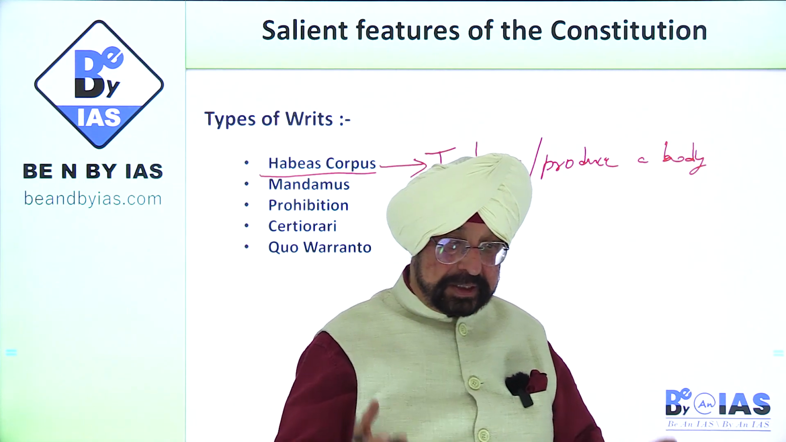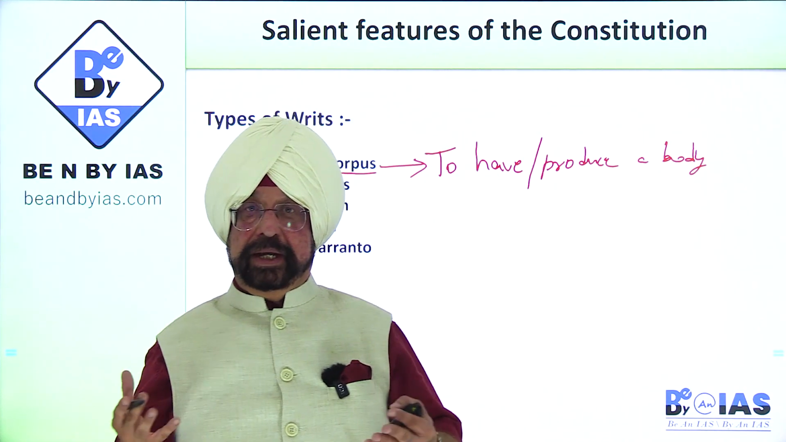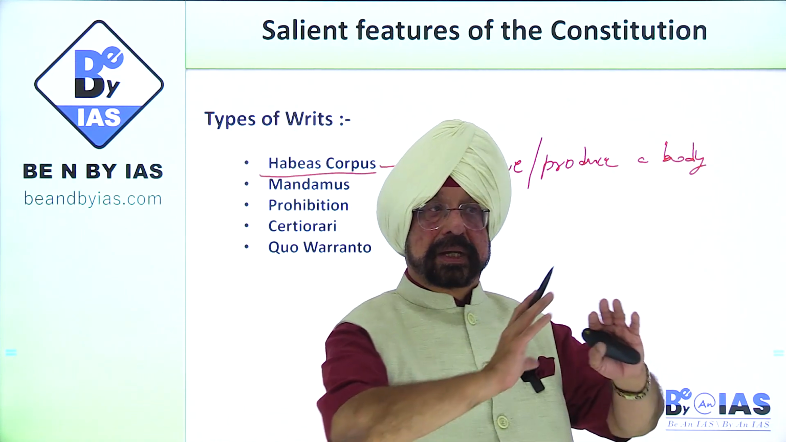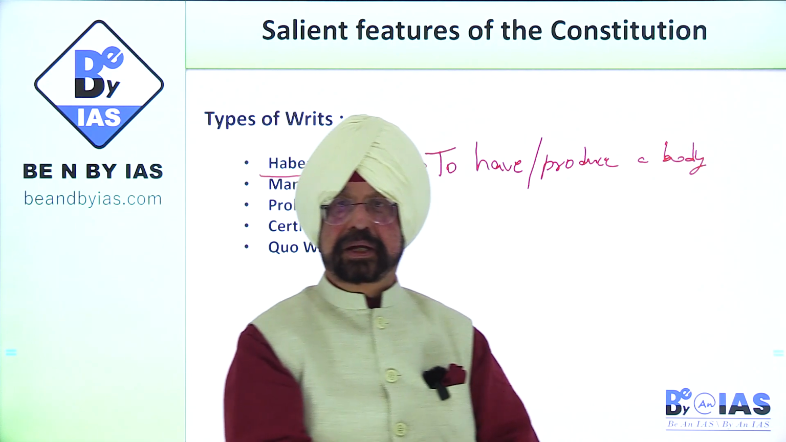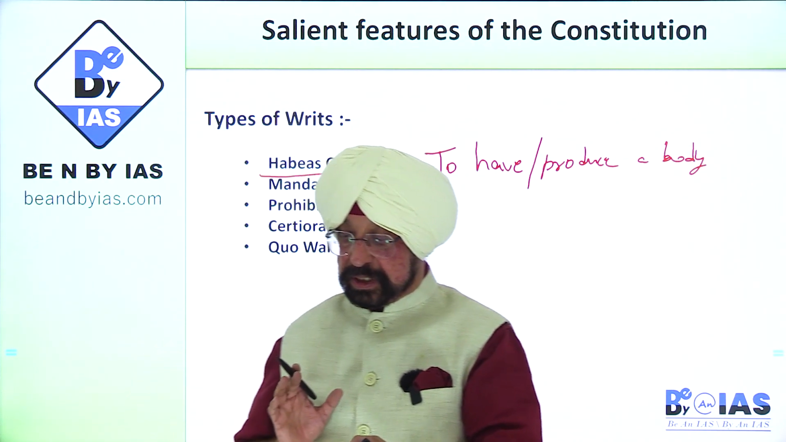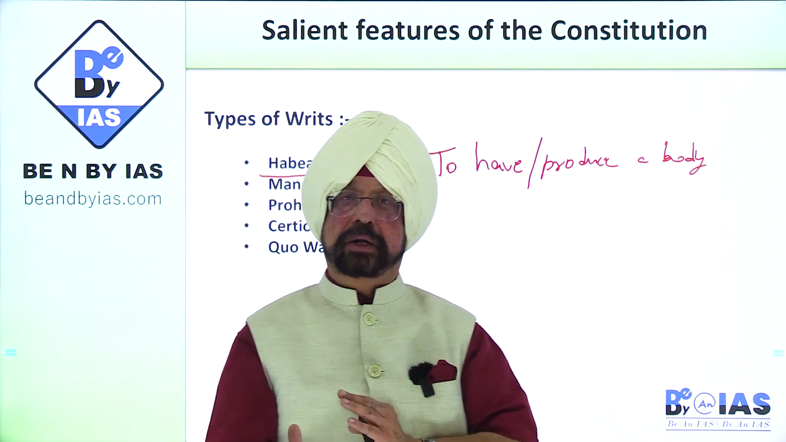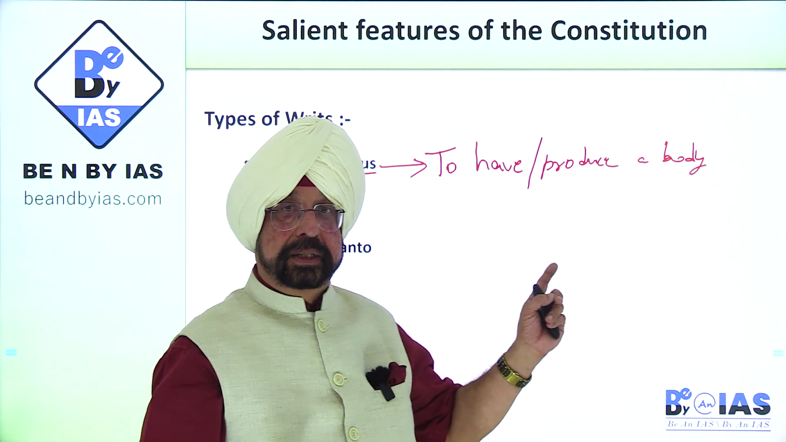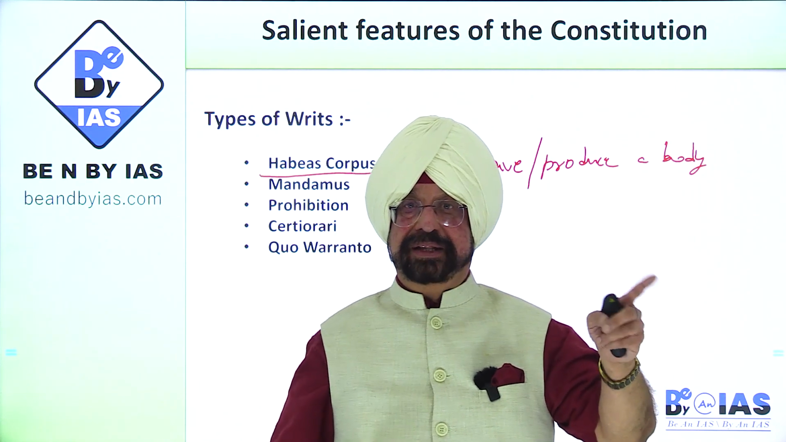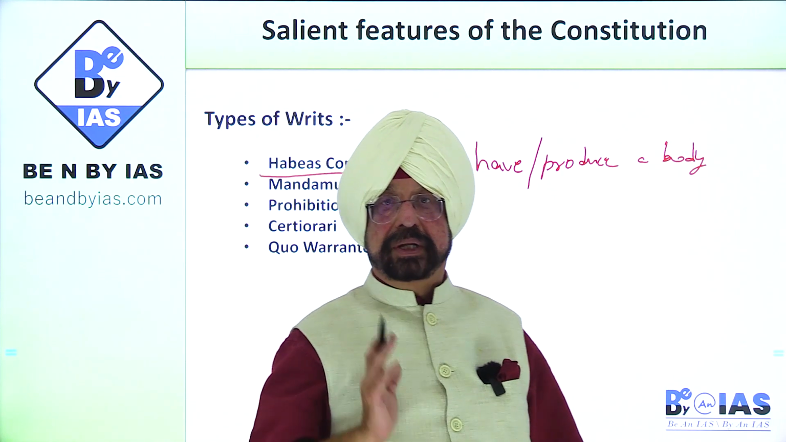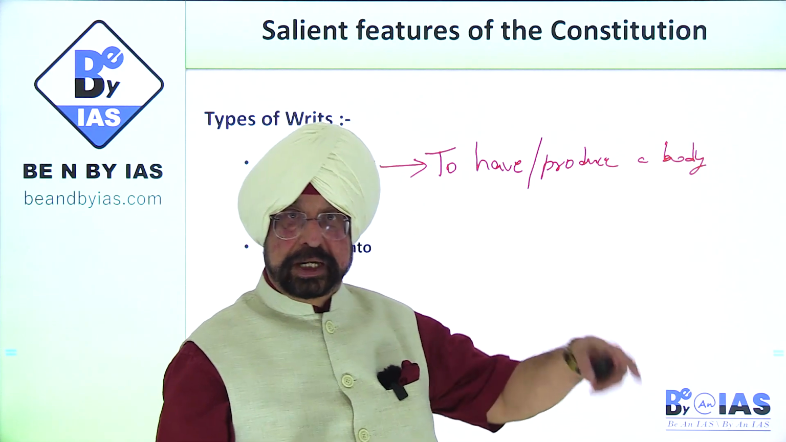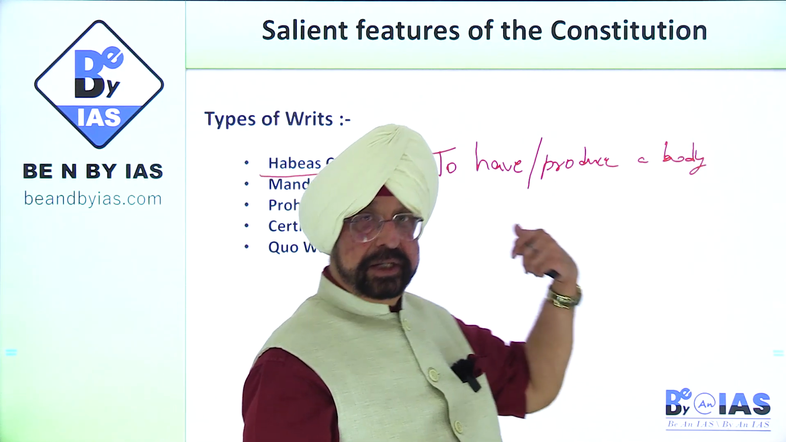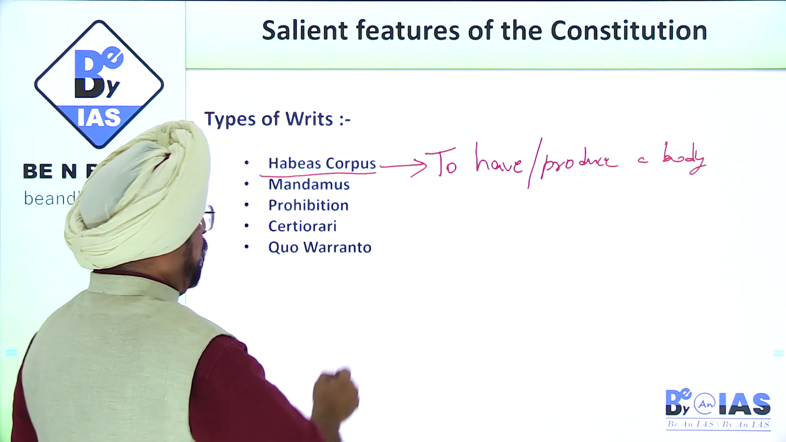So if a person's liberty has been taken away, that means his body has been confined somewhere, or there are restrictions on the movement of the body. In that case, the writ will be: you justify that restriction. Why have you done this? Produce that body, produce that person, produce that human being. That is the habeas corpus.